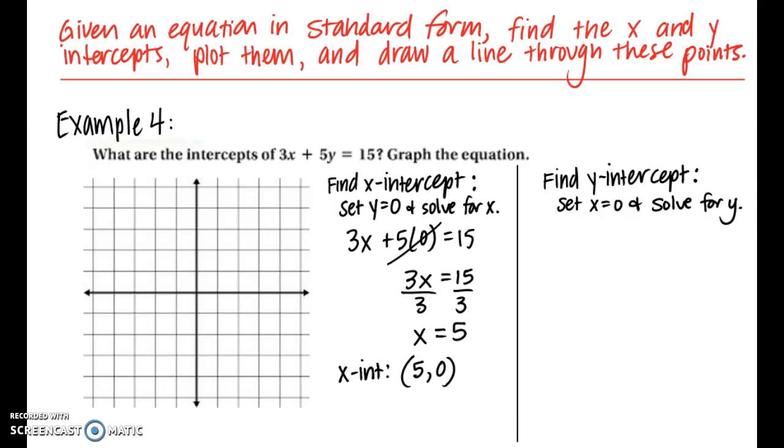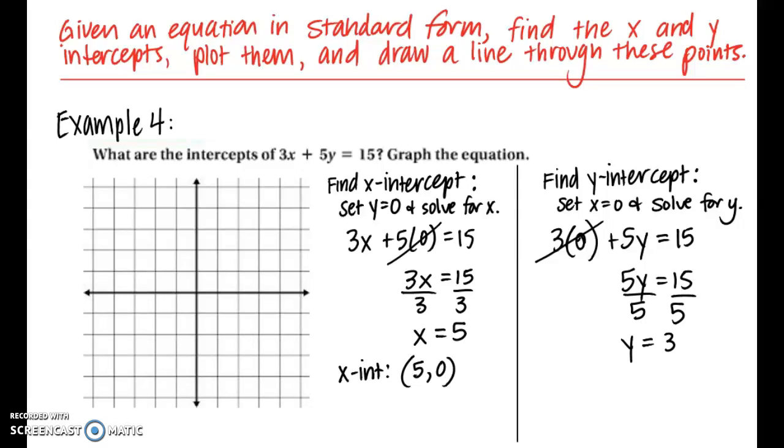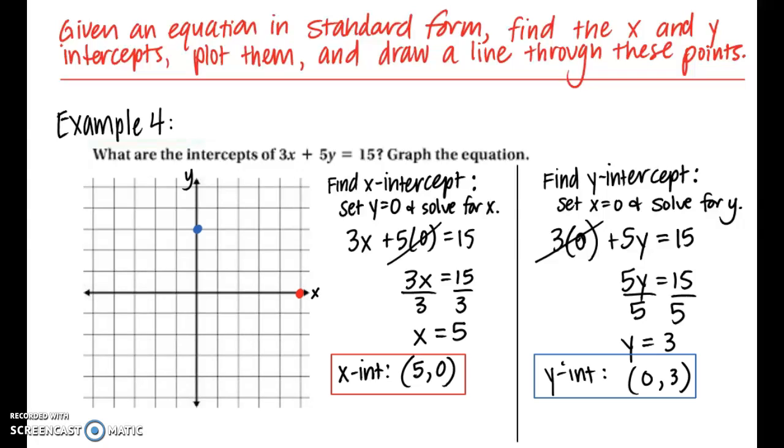For the y-intercept, it's a similar process. The only difference is we're setting x equal to 0. The first term, 3 times 0 is 0, so that cancels. We have 5y equals 15, and divide by 5, and we find out that the y-intercept is 3. So in coordinate form, that would be 0, 3. So I just plotted the x and y intercepts and I color coded them. The x-intercept is the red point and the y-intercept is the blue point. Now we just need to draw a line through those 2 points and make sure you have arrows at the end.